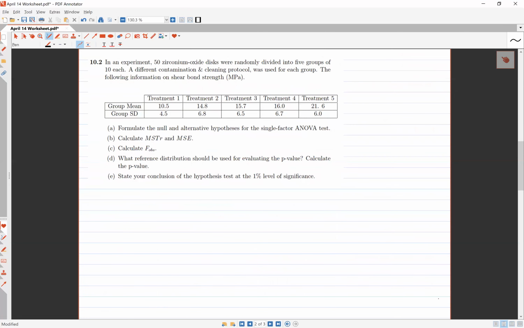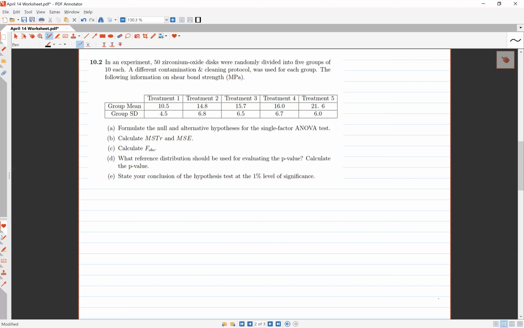So second example is going to be very similar. So it'll give you more of a feel for how this all plays out. In this case, you'll see I didn't put in the raw data. I just gave group means, group standard deviation.